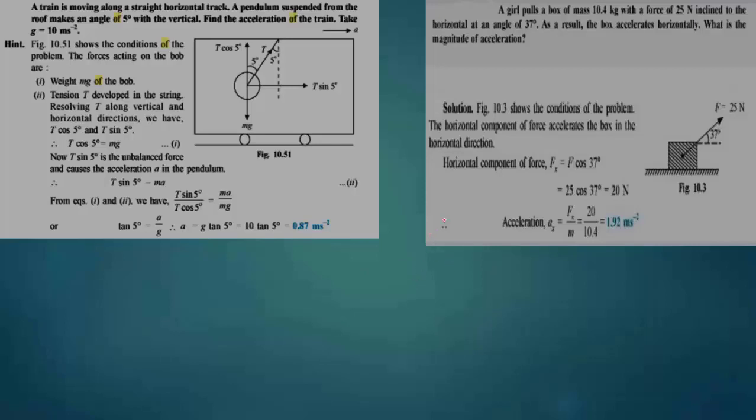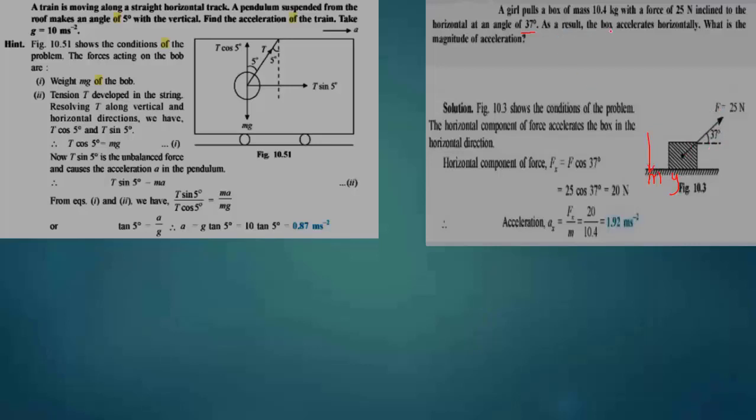Sasa we have another example, na kuaminia mwanafunzi wangu wa nguvu kwamba unaweza ukafanya huo mfano, au sio? Umesema kwamba a girl has a box of mass 10.4 kilograms. Kuna box lina mass ya 10.4 kilograms. So speaking of mass, it means anataka kuonyesha kwamba hapa kuna weight fulani, si ndio? Mg, okay? Anavuta with the force of 25 inclined to the horizontal at an angle of 37. Anavuta lakini angle ni 37.